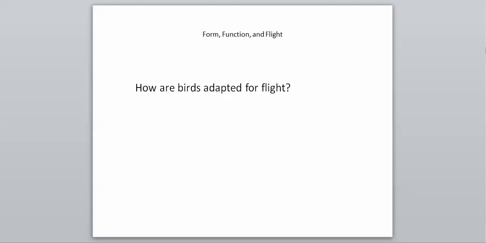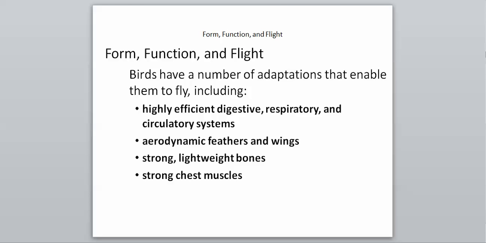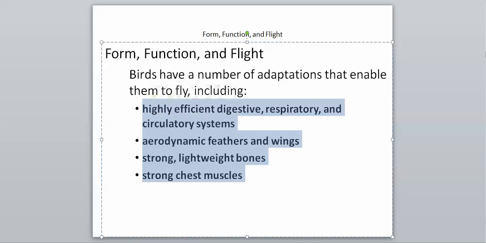So now we're going to look at how birds are adapted for flight. That's the big characteristic of birds. Birds have a number of adaptations that enable them to fly, and these include highly efficient digestive, respiratory, and circulatory systems. They have aerodynamic feathers and wings, strong lightweight bones, and strong chest muscles. We're going to talk about each one of these more in depth, but knowing these four things is going to be really important to explain why and how birds can fly.